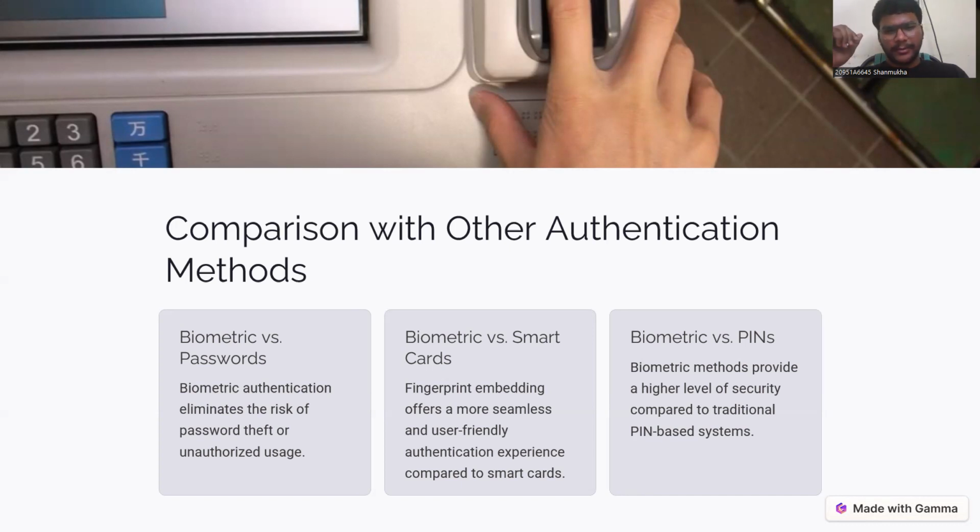And biometric versus smart cards. A fingerprint embedded system offers a more seamless and user-friendly authentication experience compared to smart cards. Smart cards are basically used in luxurious hotels, five star, seven star hotels, where we are given a card to access our room or any other things that the hotel provides us.